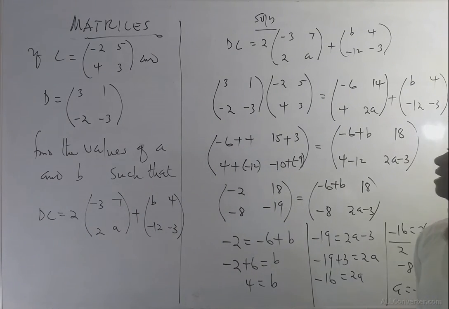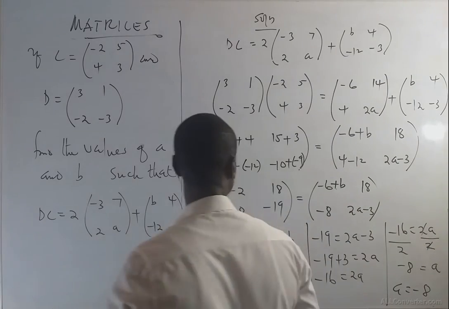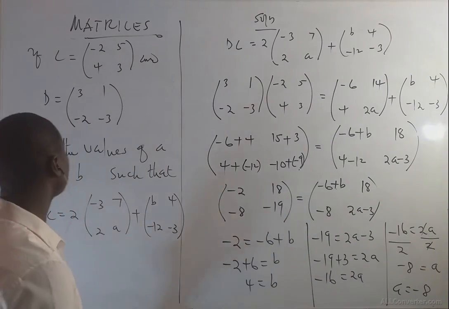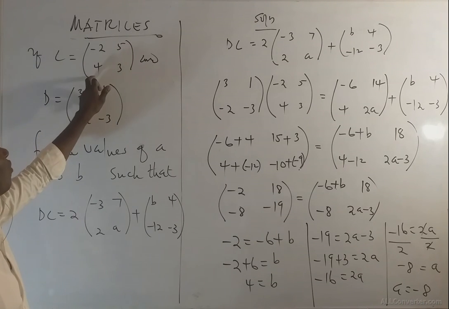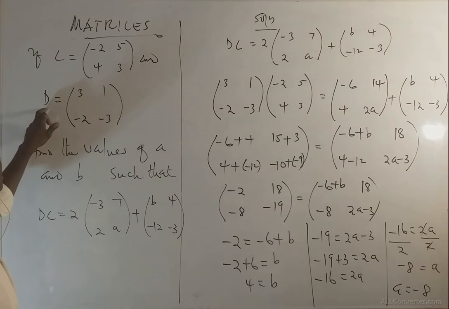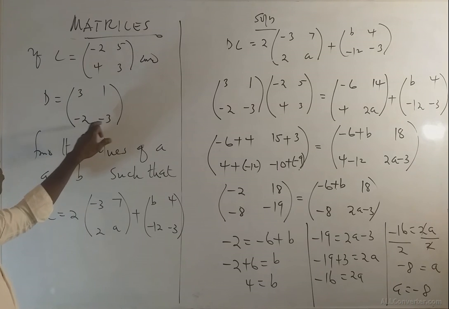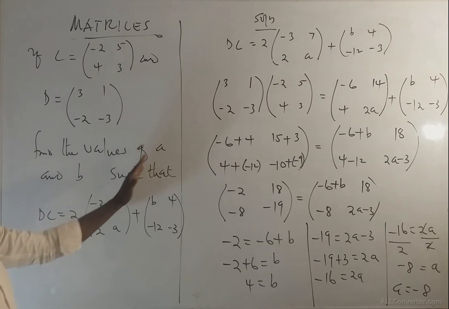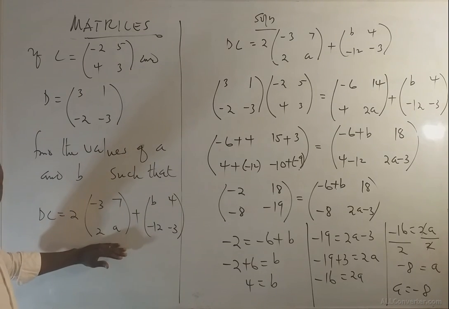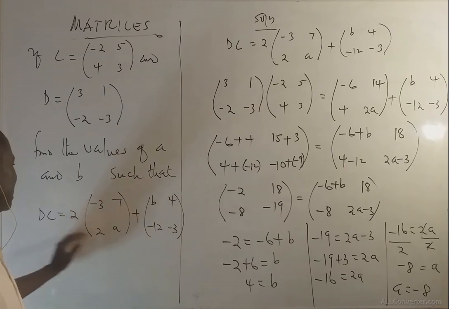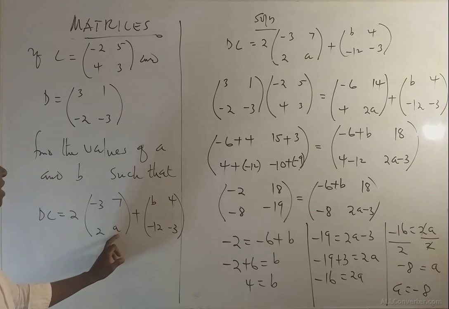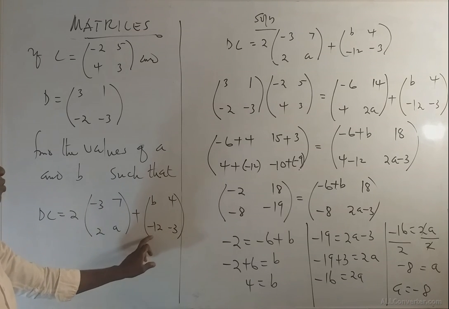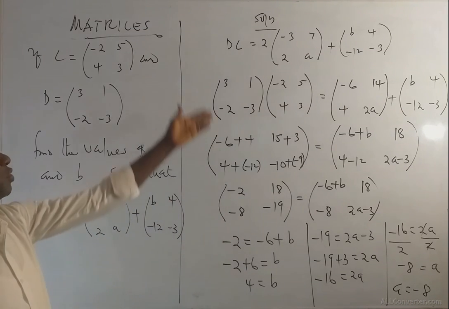And now I want to go over so that you understand what we have here. These were the matrices we were given. Matrix C was equal to minus 2, 5, 4, 3, and the matrix D was equal to 3, 1, minus 2, minus 3. We have to find the values of A and B such that this is the condition we are given. We are given the condition that DC is equal to 2 times minus 3, 7, 2A, plus B, 4, minus 12, minus 3. So that's what we have there.